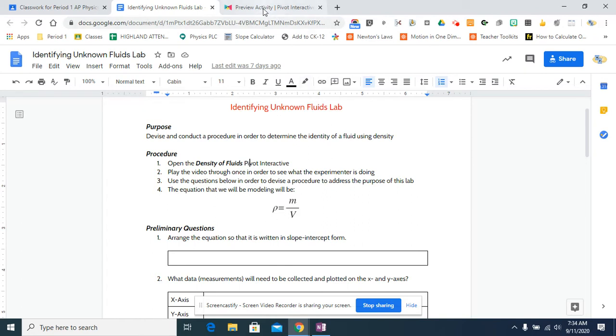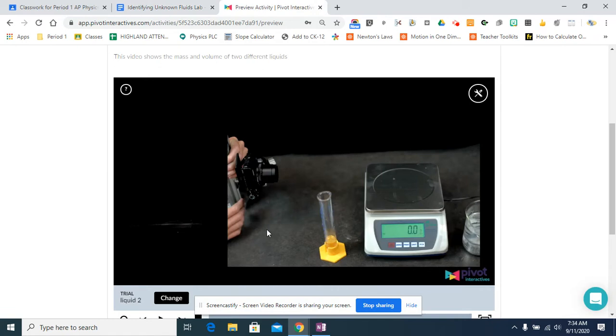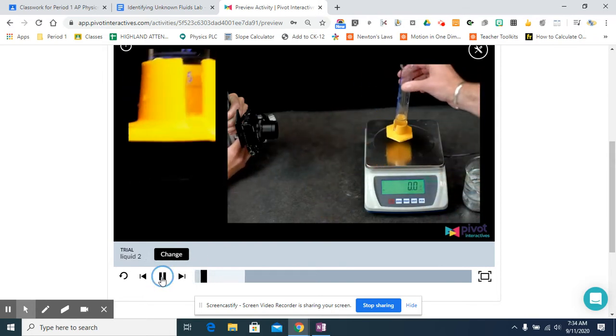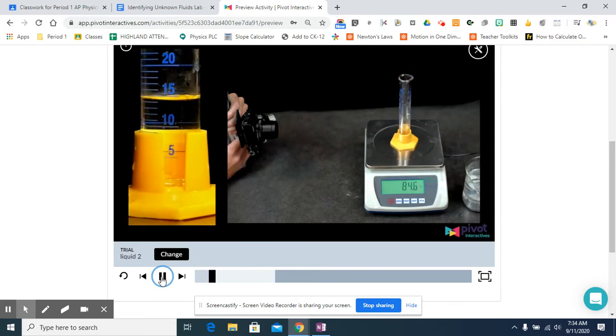All right, so I'm going to play our video real quick to show you what we're going to see. Note, I'm going to also make sure that you're aware of a few things. I'm looking currently at liquid 2. You can pick liquid 1 or liquid 2. And if I hit play, we'll see what happens here. Now, before I begin, we see that the person here never tares the balance. So this is reading 84.6 before anything even happens. You have to keep that in mind.